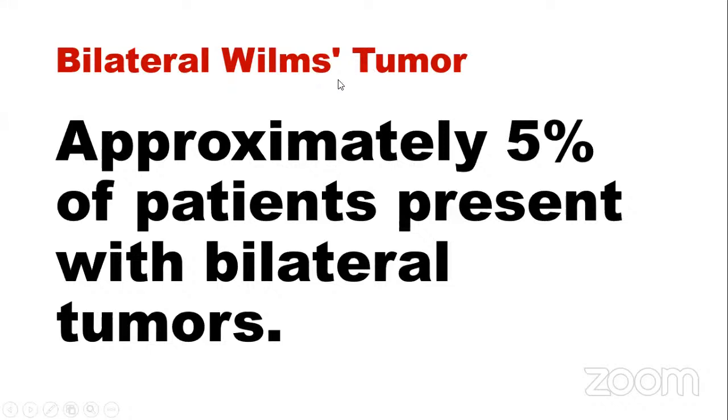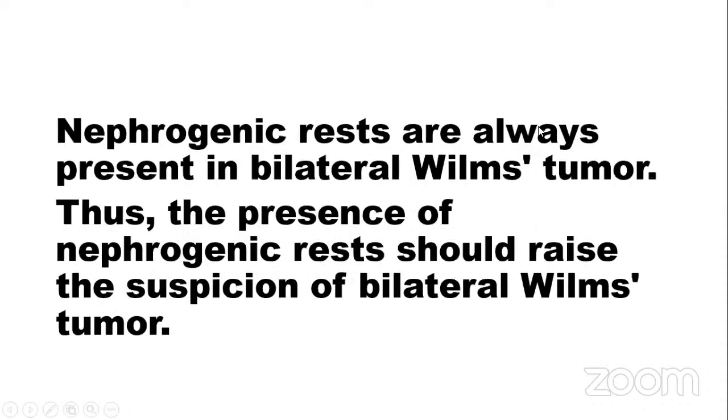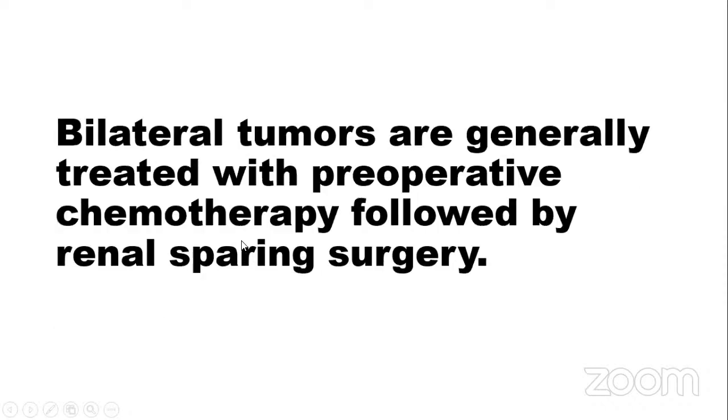Bilateral Wilms tumors: approximately 5% of patients present with bilateral disease, only 5%. Bilateral cases usually present early, at a mean age of 2.5 years, while unilateral cases occur up to 4 years. Nephrogenic rests are always present in bilateral Wilms tumor. Thus, the presence of nephrogenic rests should raise suspicion of bilateral Wilms tumor.